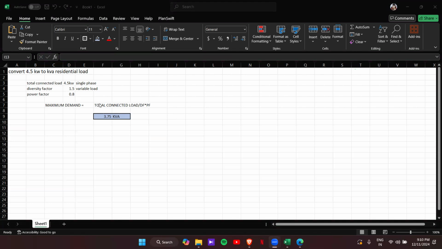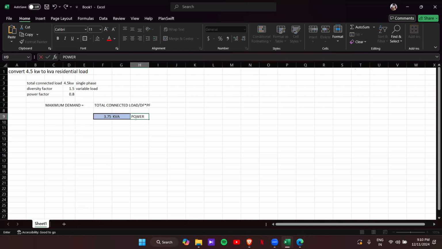Okay, so I hope this one is okay. Now, next we have the kVA. So kVA, this is the power we have. Once you have the power, you can calculate the ampere rating also.